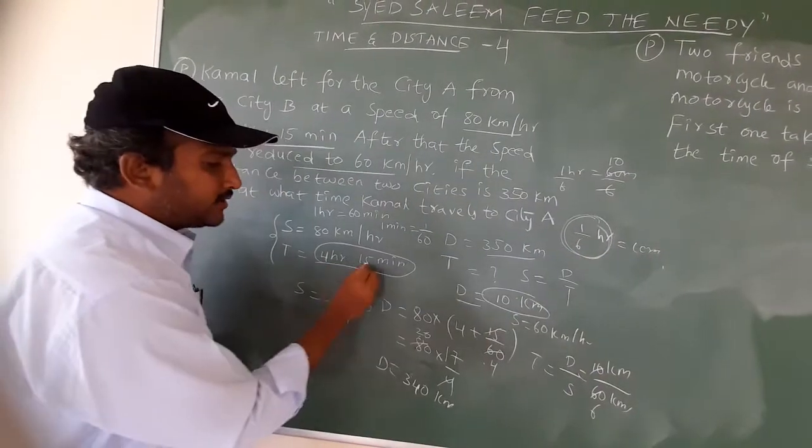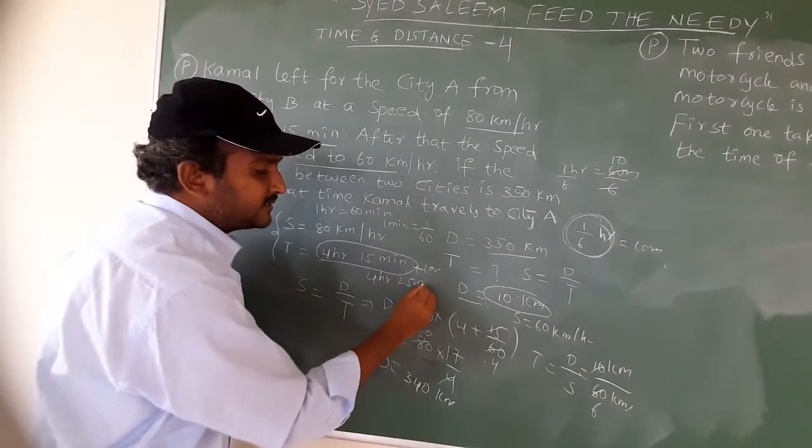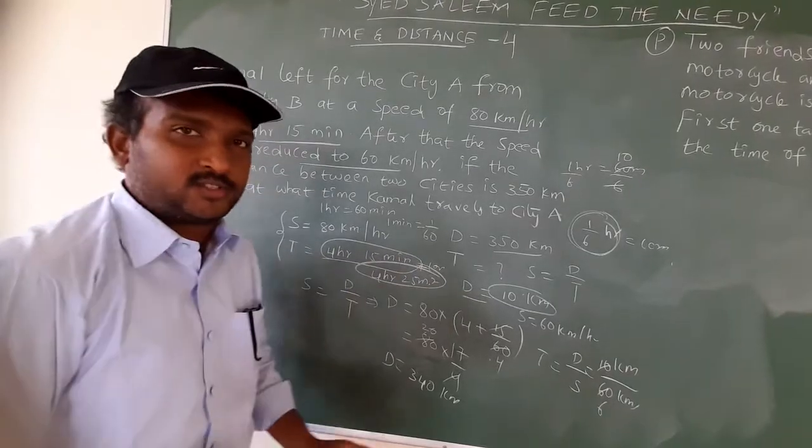That means 4 hours 15 minutes plus 10 minutes is 4 hours 25 minutes. This is the required answer for this question. Is it clear?